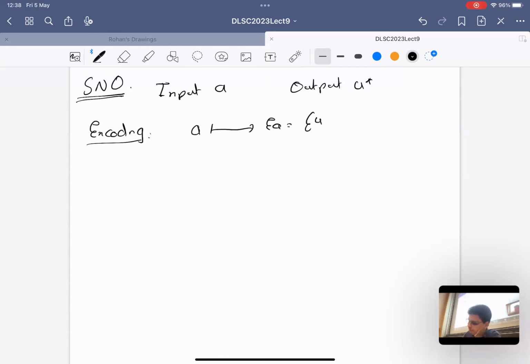E of A is a vector, A_k, k from 1 to M. And these are just the M Fourier coefficients of A. Remember that this is not going to be an exact representation of A because we are going to make errors.